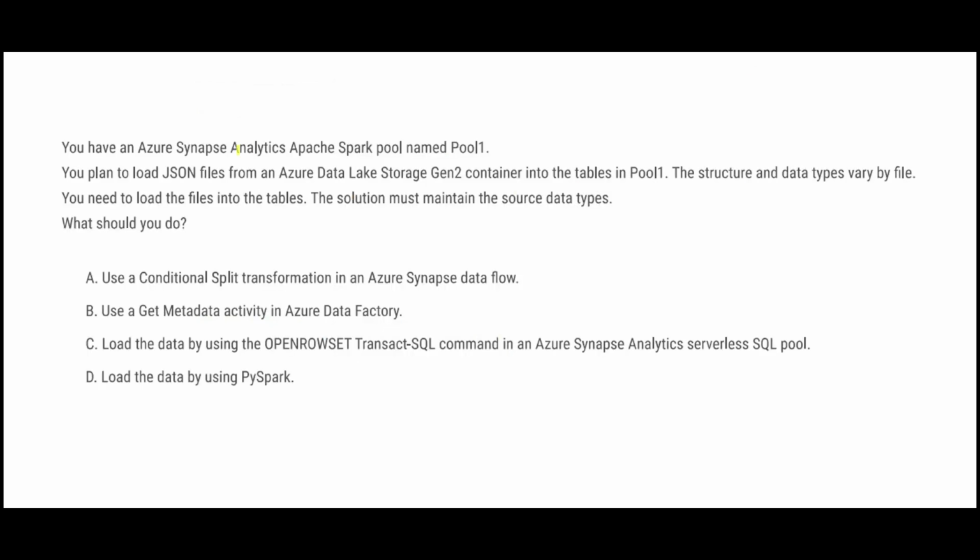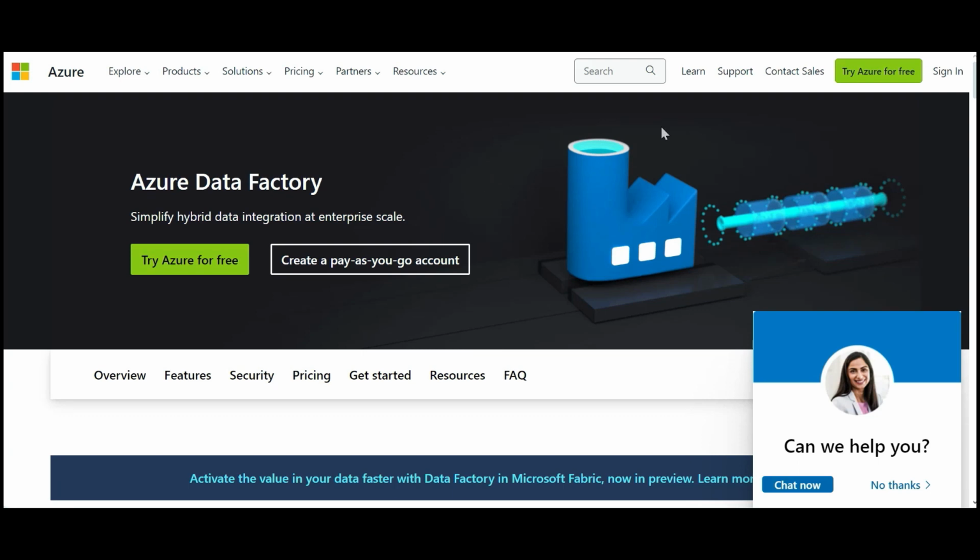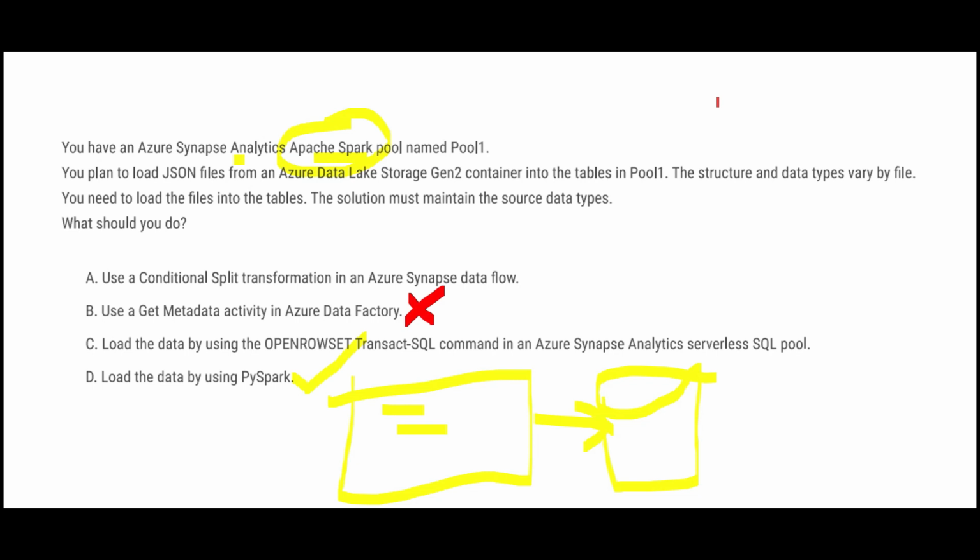So this next question is on analytics pool. Basically you are taking a JSON file that you have in the data lake storage, and you are putting this in a Synapse Apache Spark pool. This is the move you have to make. So it is asking what we will use to load the file to this table. Since I'm seeing Apache Spark, I would go for load data by using PySpark. I would not worry about Azure Data Factory, which is an ETL product, or option C, which says to use a Transact SQL command, so that is not required. We need to use PySpark.